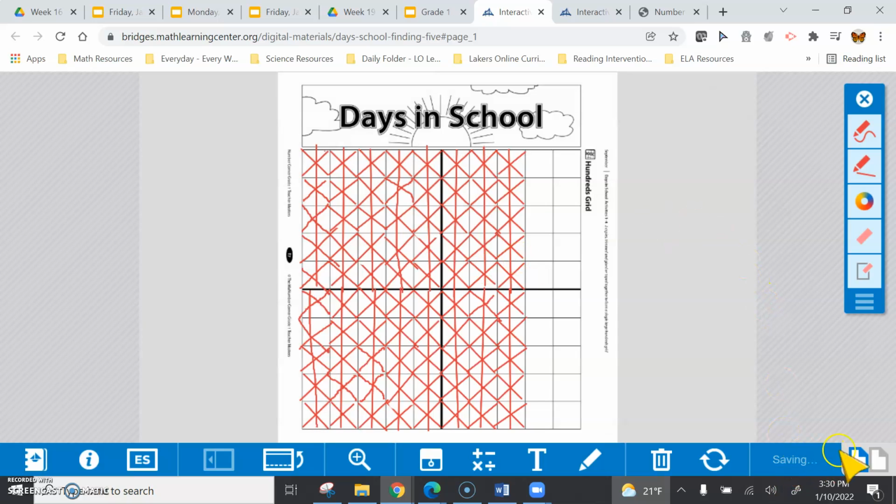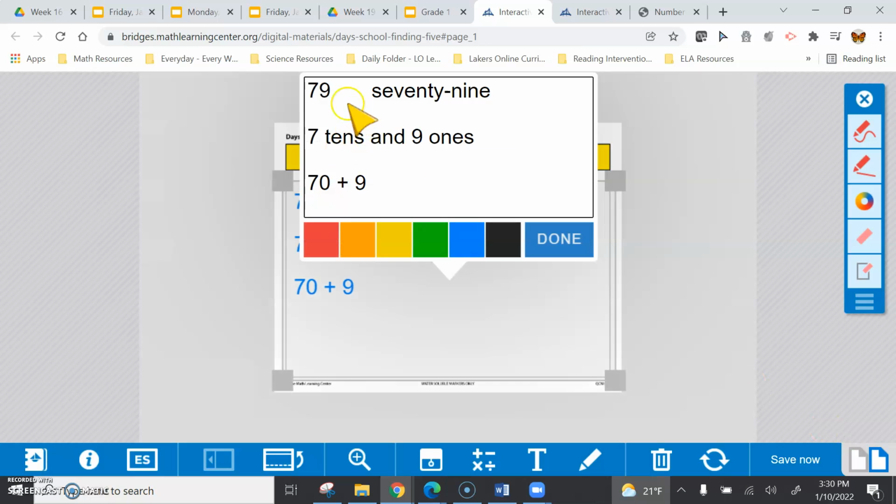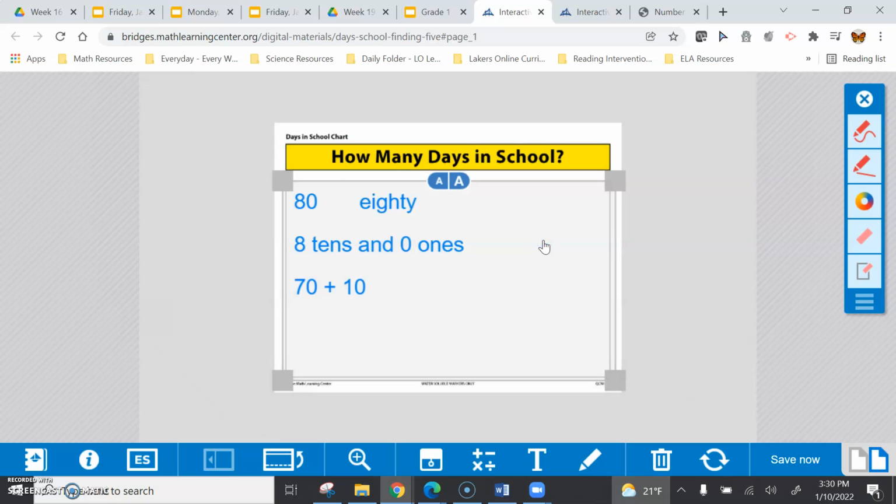So we have 80 days of school. Can you believe that? We've been together for 80 days. Incredible. 80. So we're putting a new number word here. 80 is word 8, and then that Y is there. And then that means 8 groups of 10 and 0 ones. 70 plus 10 is one way to make the number 80.